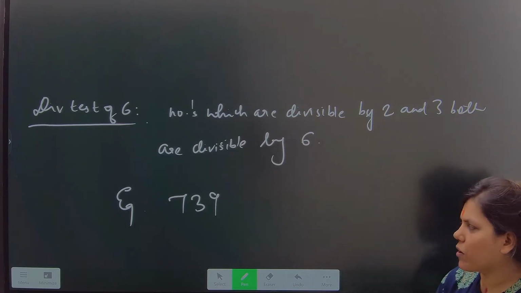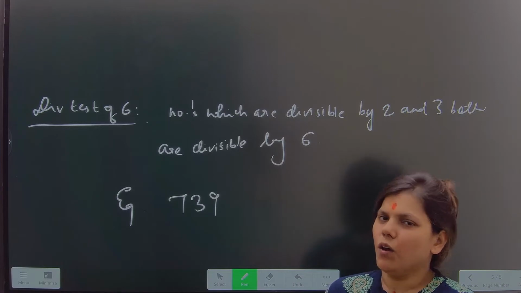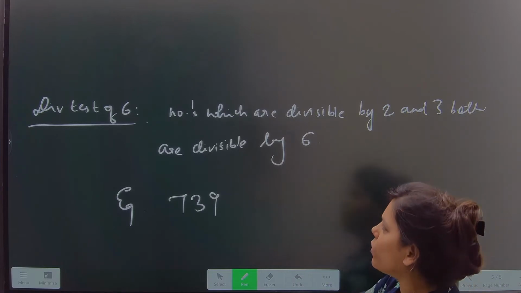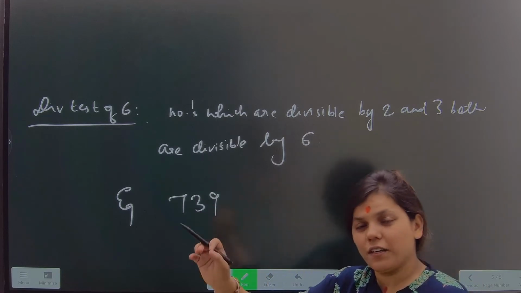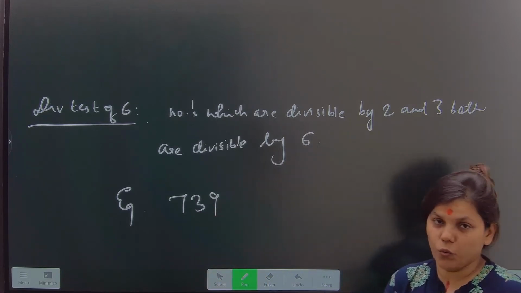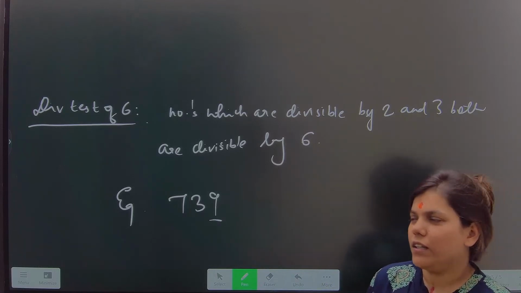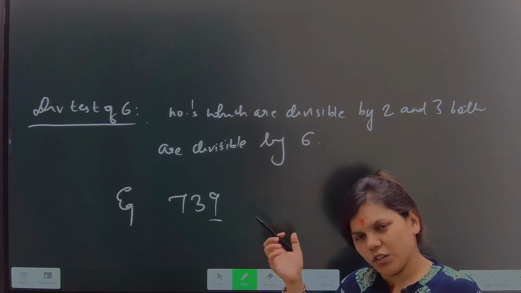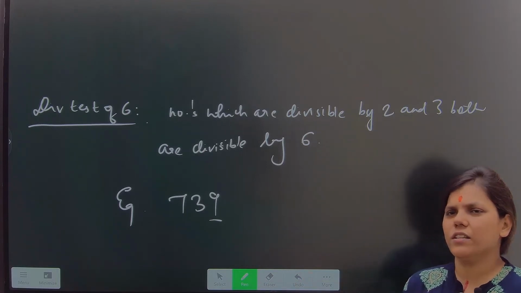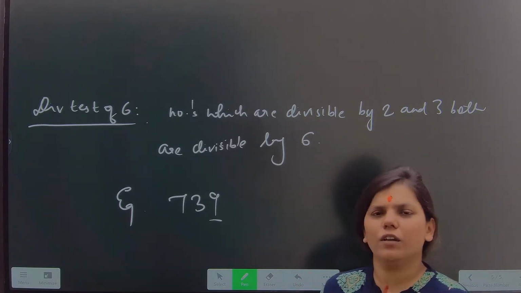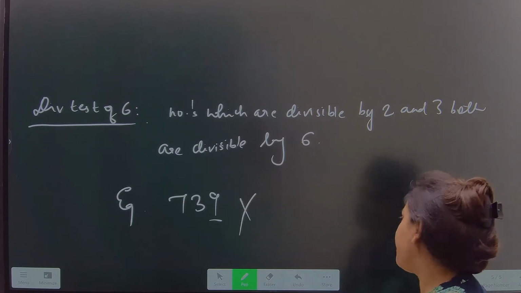I don't need to check this number. Why? Because I don't know whether it is divisible by 3 or not, but it is 100% not divisible by 2. Why? Because the last or the unit digit is 9, so it is not divisible by 2. So whether or not it is divisible by 3, we don't have to do anything. This number is not divisible by 6.